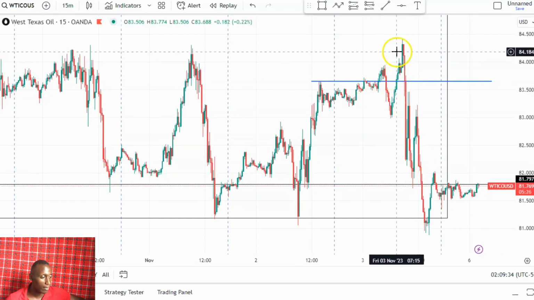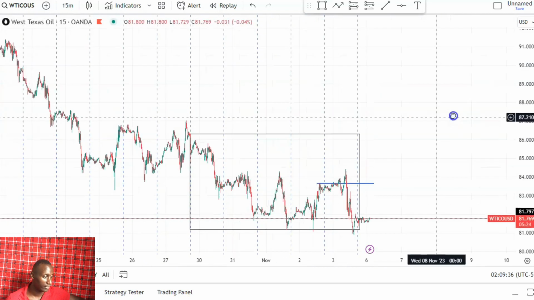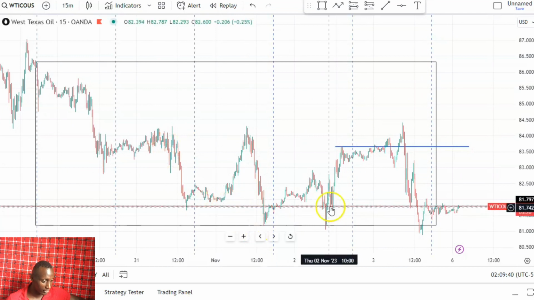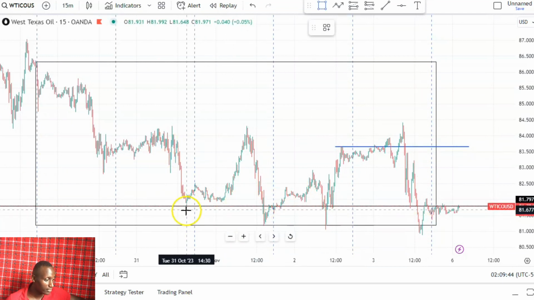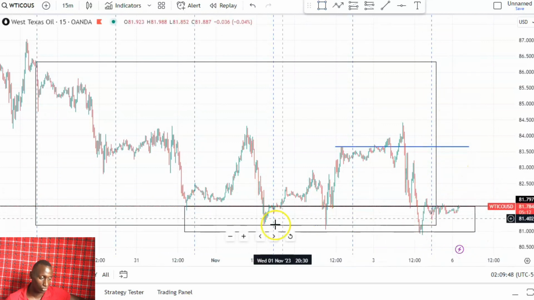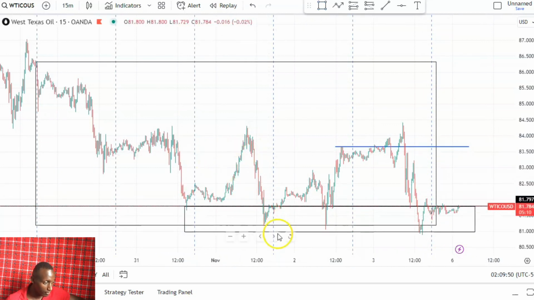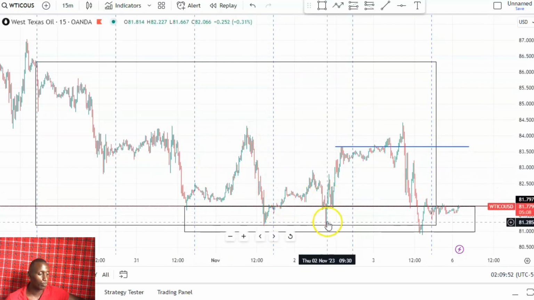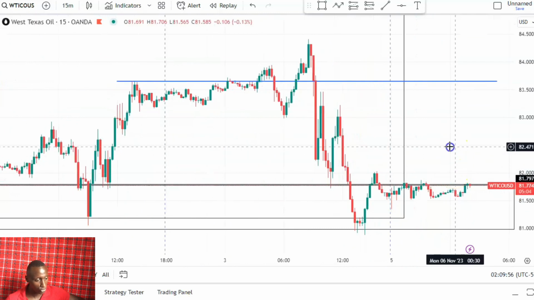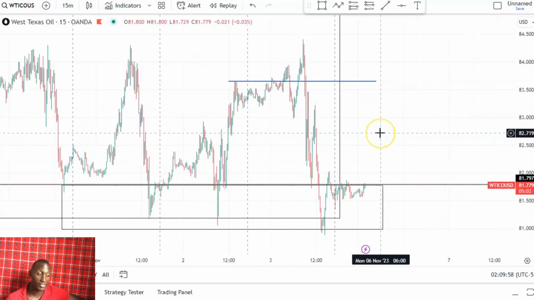Price gives us a break of structure on the weekly template, and then we have these 3 pushes into this low. So we will call this area the previous month's low, and you see price gave us 1 push, 2 push, break of structure, 3 push. So I don't know what price is going to do, but I'm still long.